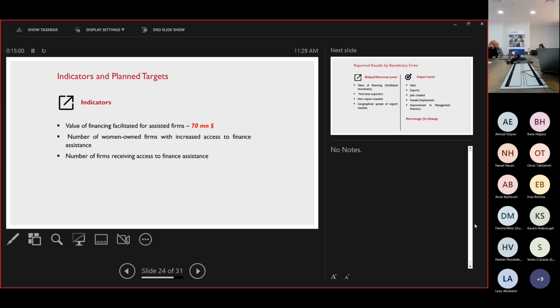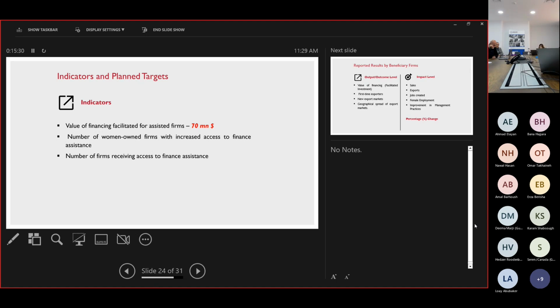The indicators that the winner needs to report to BGA are the value of financing facilitated for assisted firms, noting that our target as BGA is $70 million, the total target for this indicator for the whole lifetime of the project.